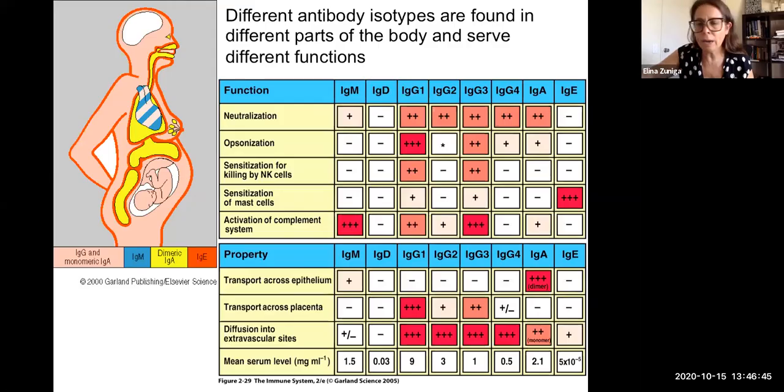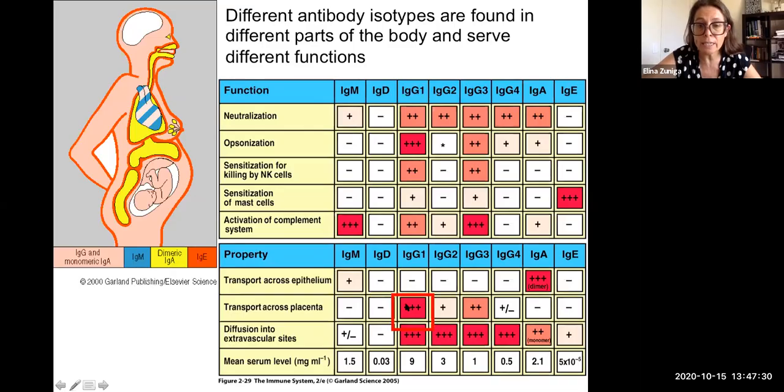So I would like to summarize here a little bit of what we learned about the isotypes. So different antibody isotypes are found in different parts of the body and serve different functions. And so, for example, here is depicted where the different antibody isotypes are in our body. IgM, for example, is very big, right? We said it exists in a pentameric form. And it is not easy to extravasate this big IgM, so it makes sense that it's mostly in the circulation within the vessel, the circulatory vessels, okay? So that's why it's here depicted in the heart.